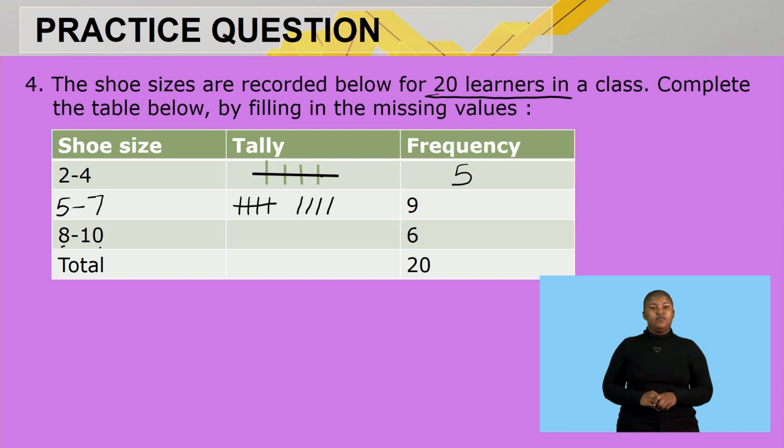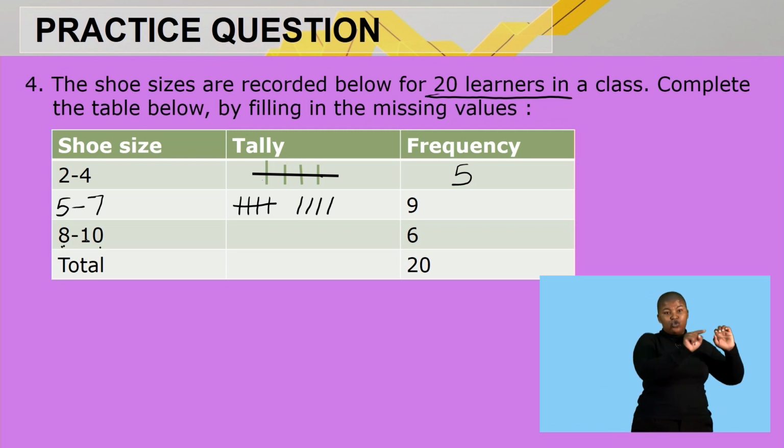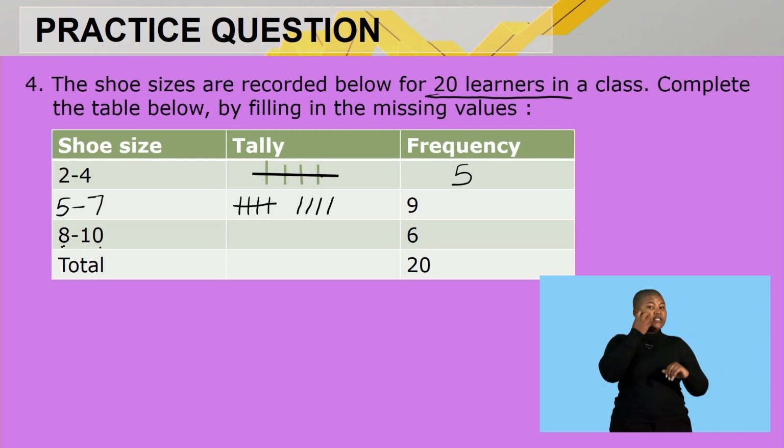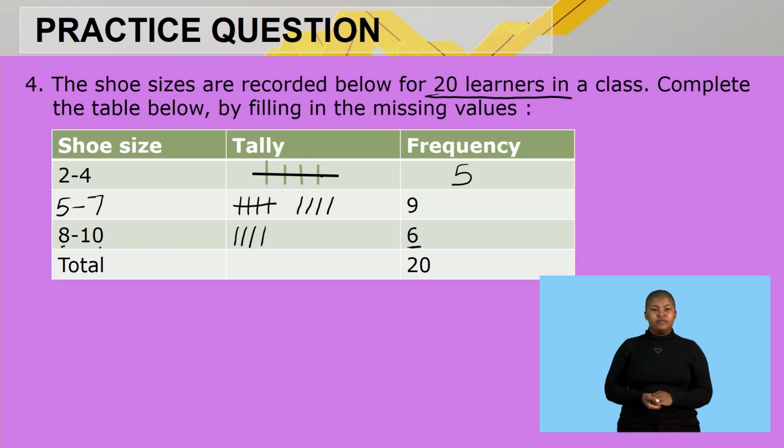Then the next column, we have 8 to 9, the shoe sizes. So we are given a frequency of 6. We are to complete the missing value on the tally. So we have 1, 2, 3, 4, 5, 6. So now the total number of learners who participated in this research is 20.